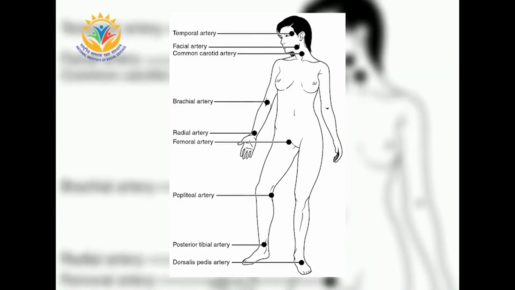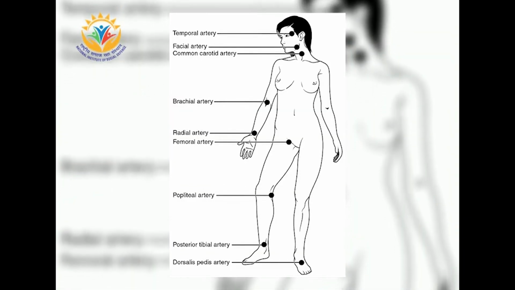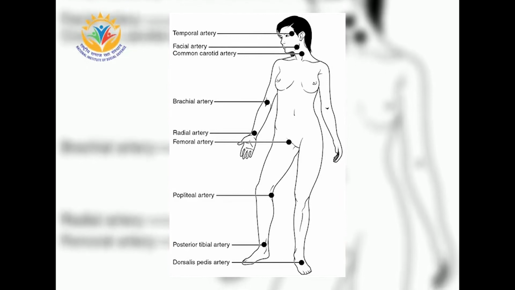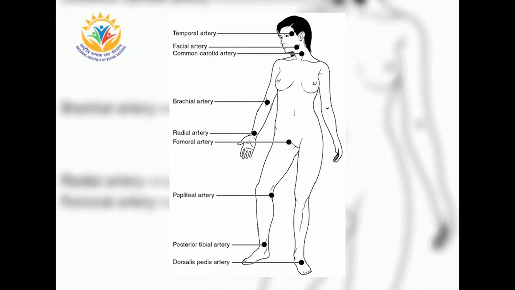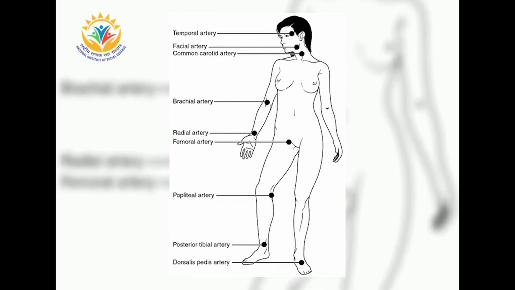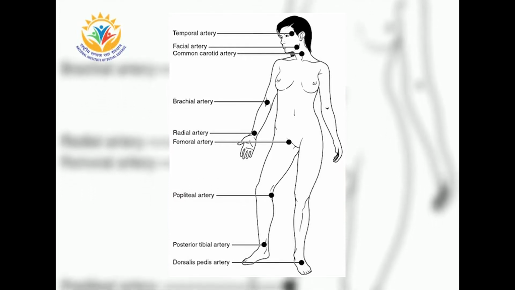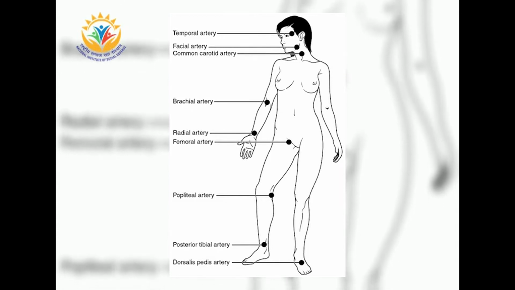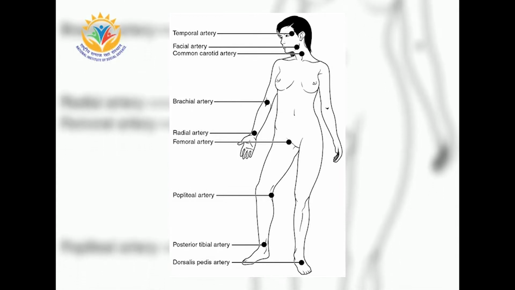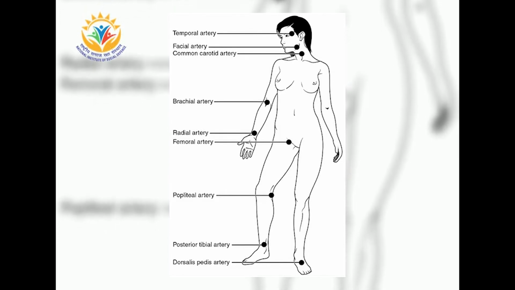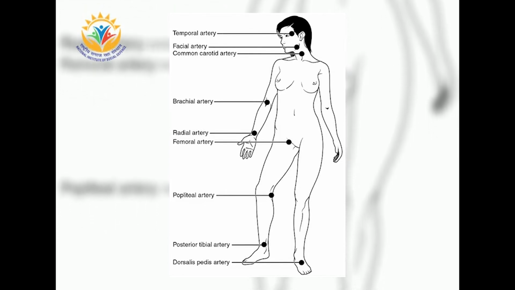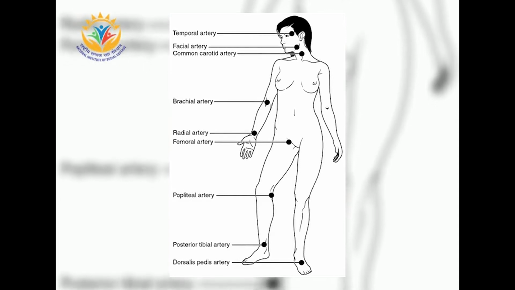The various sites for checking pulse are temporal, that is in front of the ear, then carotid in the neck, brachial at the elbow, femoral in the groin region, popliteal in the knee region, and the apical pulse, which is located in the fifth intercostal space at the apex of the heart. Radial in the wrist and pedal in the foot. These were the sites where we can take the arterial pulses.